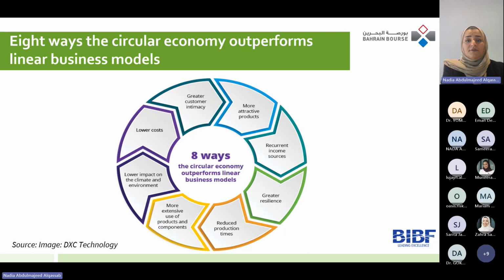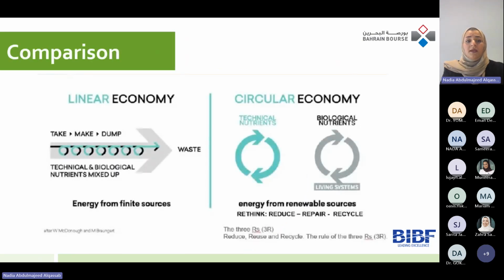And if you decrease cost, obviously that will increase profitability. Now, there are two main things within each economy, which are the biological nutrients and the technical nutrients. If you look at the linear economy, the technical and biological nutrients are mixed up. What is the technical and biological? Technical is the processes, the technical side of making a product, while the biological is the actual resources. So when you're in a linear economy, when you're taking, making, and disposing, both concepts are interlinked because you have to keep producing again and again the product while injecting again and again the resources.